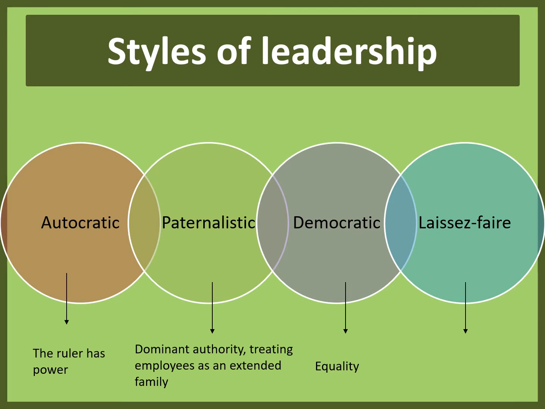Now we're going to look at 4 styles of leadership that employers possess. We've got autocratic, where the ruler has the power, so the manager has the power in an organisation. Paternalistic is a dominant authority, treating employees as if they're part of an extended family. So it's still caring about their options, their freedom and levels of choice. However, it's still a dominant authority figure.